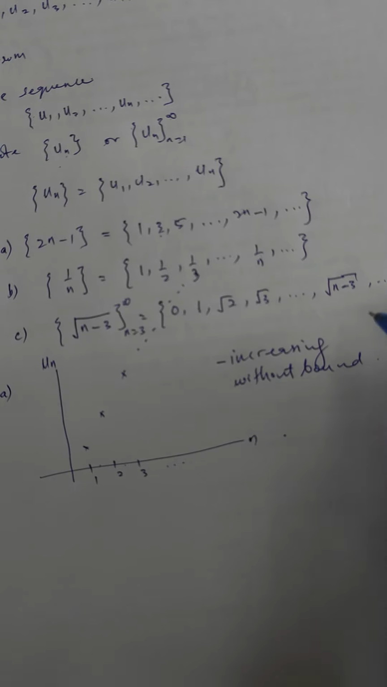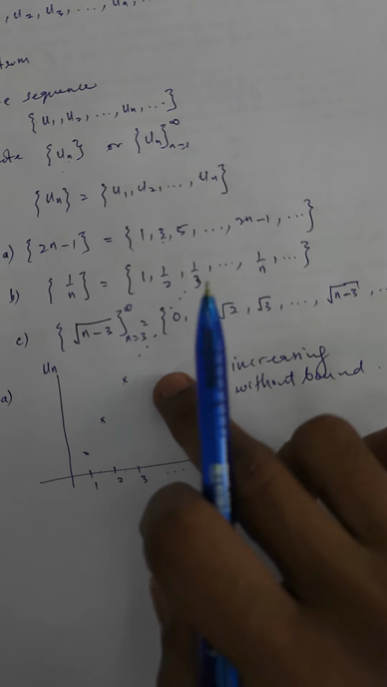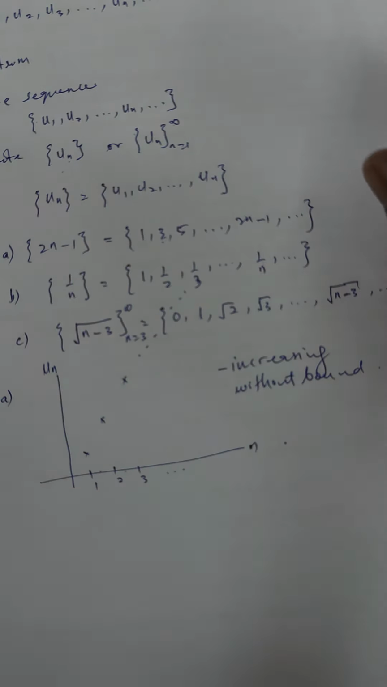So what does it mean? Increase without bound. It means that it increases without any limits. It keeps on increasing, keeps on increasing, keeps on increasing as long as n is getting bigger and bigger, as long as we increase the n.